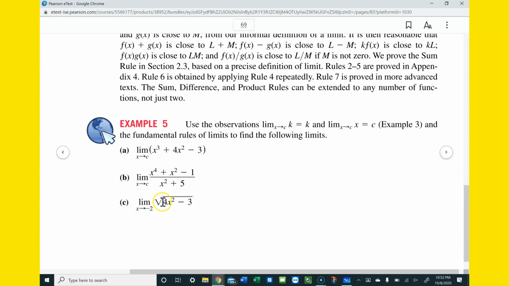And then part C, as x approaches -2, that just means you're going to plug in -2 for x. And 4 times 4 is 16, 16 minus 3 is 13. So it's just the square root of 13. That's the answer. The only time you can't just plug in the value that x approaches is when something weird happens, like when that exact value makes you divide by 0 or something like that.